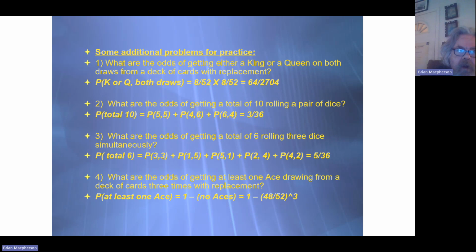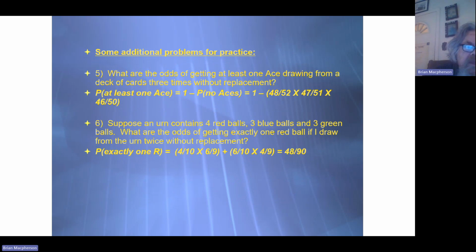In number 4, I just do 48 over 52 cubed because remember, I'm replacing each time and re-randomizing. So there's replacement, and so you don't use conditional probabilities in the complement class, right? But when you don't replace, then you have to use conditional probabilities in calculating the complement class, right?